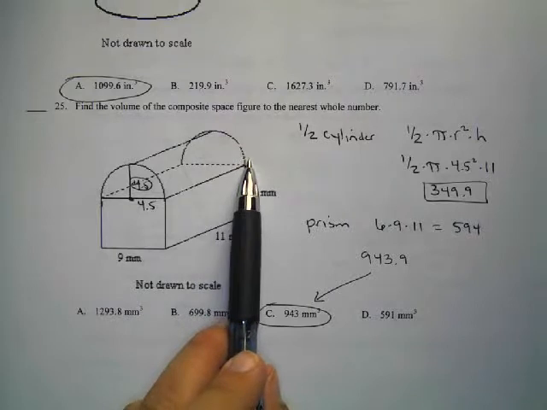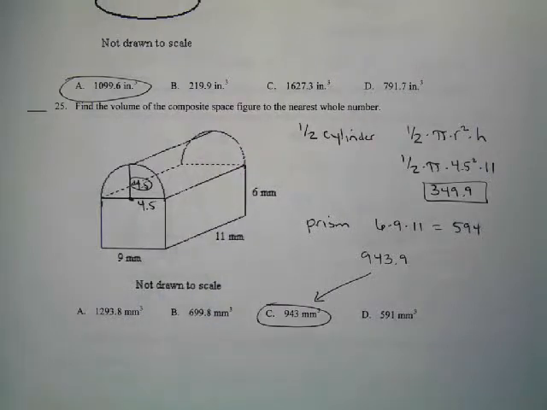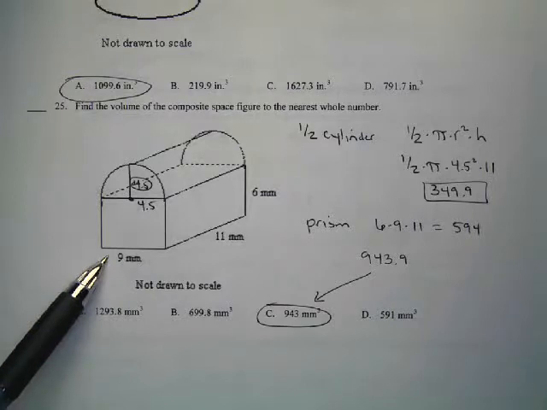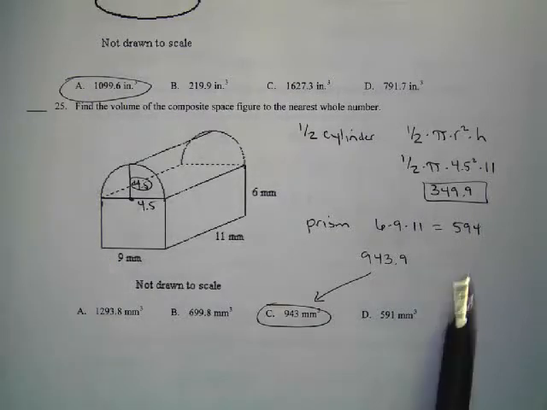The prism volume is length times width times height. So you get 594. Combine those because it wants the total volume. 943 meters cubed.